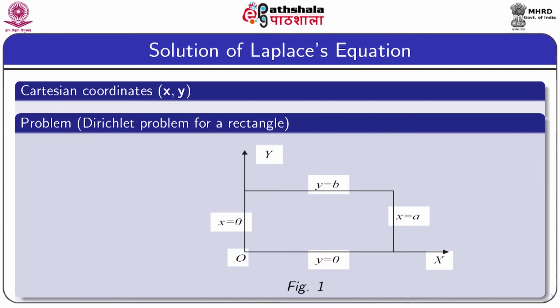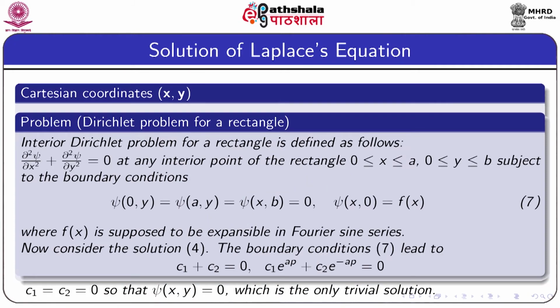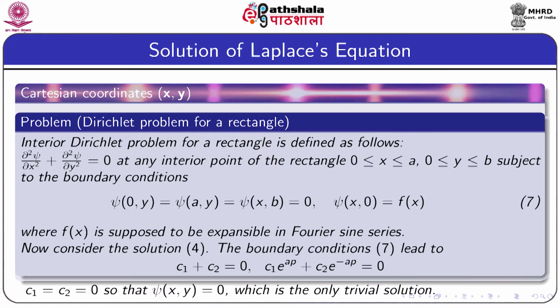So, the values of psi are given on the boundaries y = 0, y = b, x = 0 and x = a. And the boundary conditions are written here: ψ(0, y) = ψ(a, y) = ψ(x, b) = 0, and ψ(x, 0) = some known function f(x).